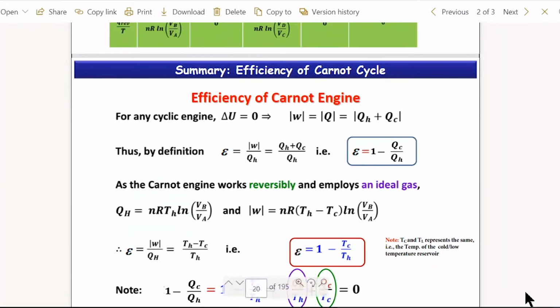So what we had taken, for the entire cycle, was that delta U was supposed to be 0, summed over all the steps, since it's a cyclic process and a reversible cyclic process. So delta U is equal to 0. And in the process, what should the work obtained be? It is the total amount of heat absorbed minus the total amount of heat rejected.